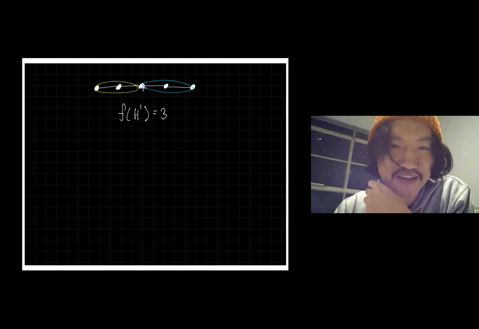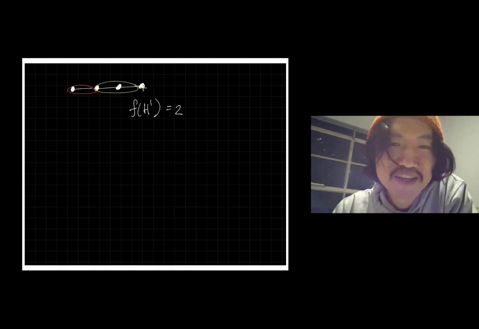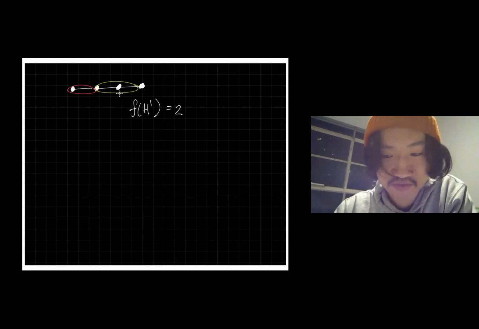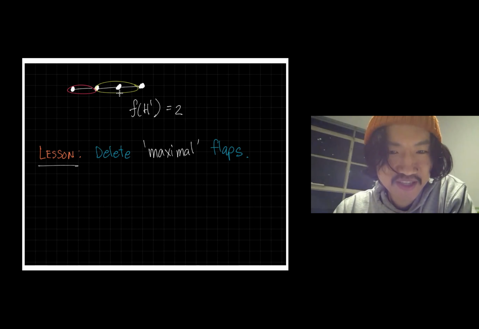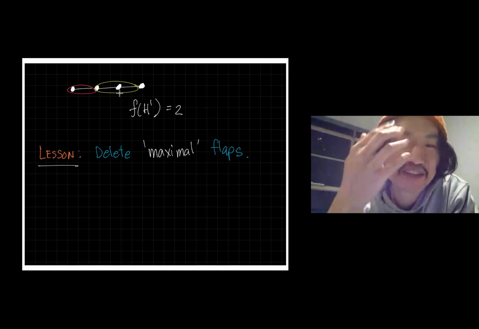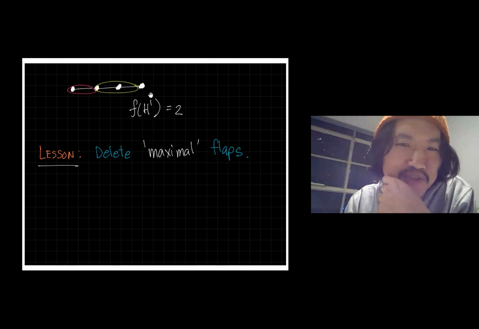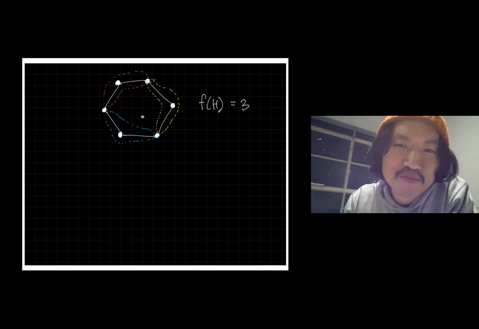So what I really should have done was to delete this blue flap here. And if I do that, I get down to a graph that has flap number two, right? So the moral of the story is that you should somehow delete maximal flaps. You can't just delete a flap and always reduce the flap number, but you should take a flap to be somehow maximal. And this will actually always work for one-separations. But there is a problem if you do this for two-separations.